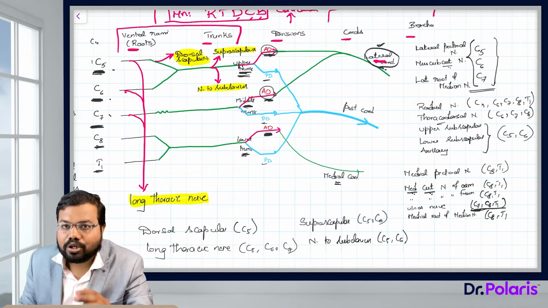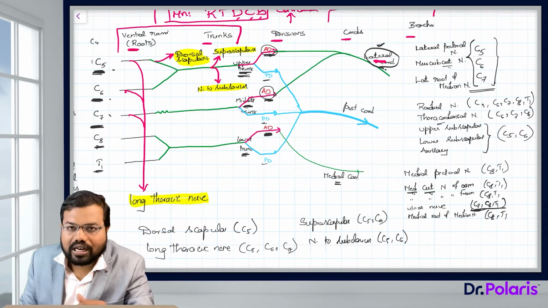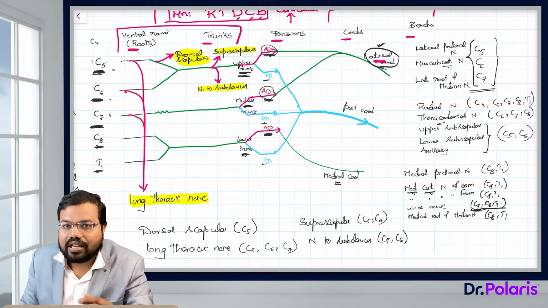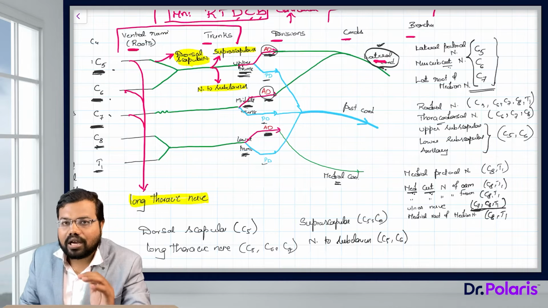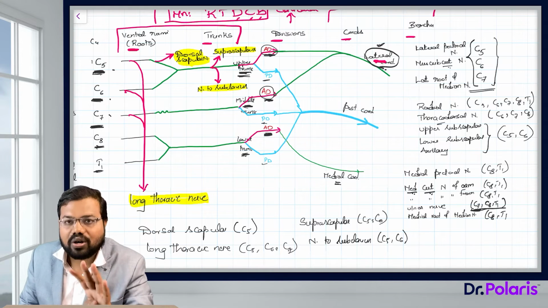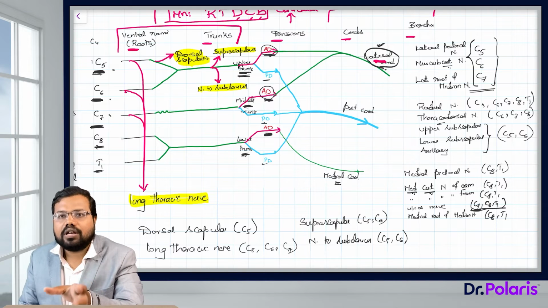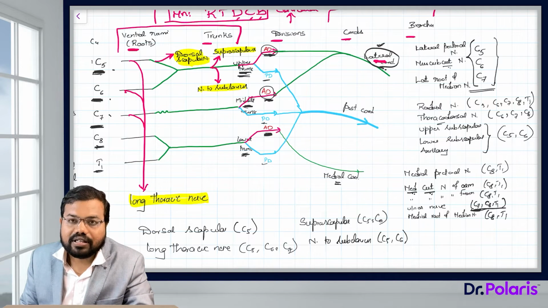In other terms, are roots and trunks present above the clavicle or below the clavicle? It's above the clavicle. So in other terms, can I say these are the branches which come above the level of clavicle? Can I say all these four? So the question arises, what are the supraclavicular branches of brachial plexus? So these are the things.